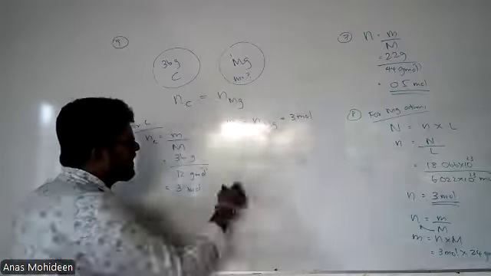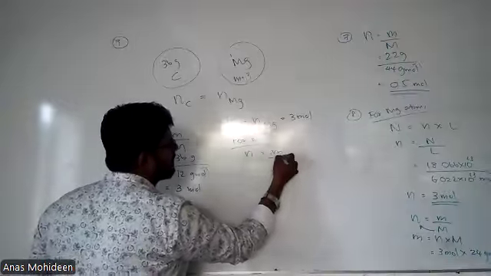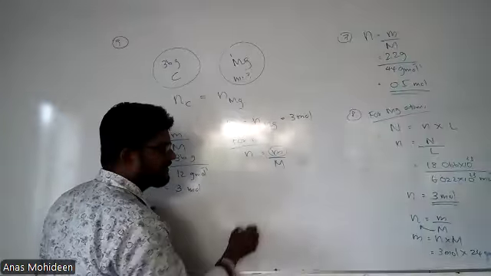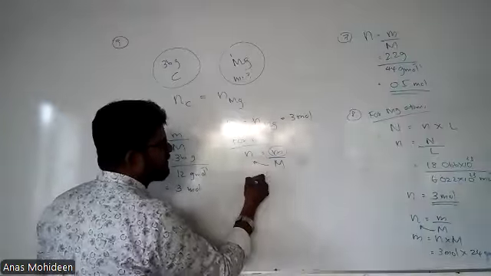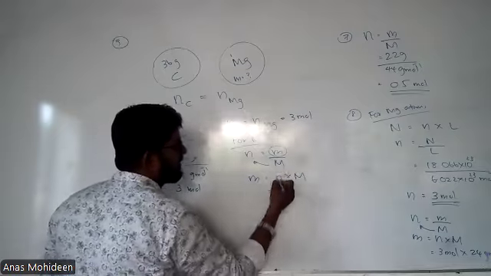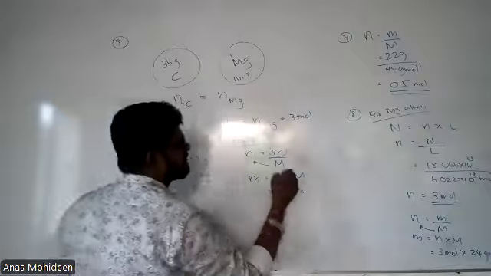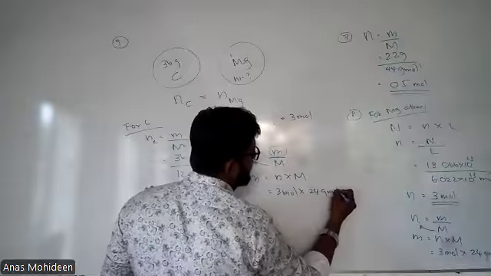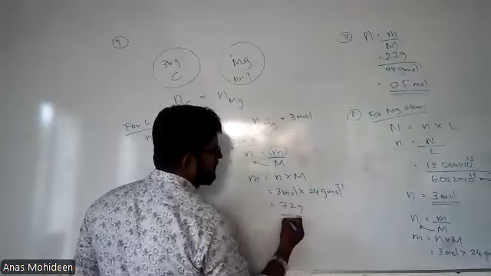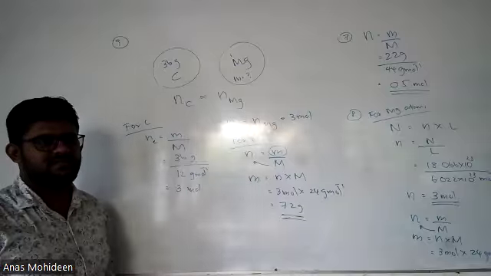So now what do I do? For magnesium, I apply moles equal to given mass over molar mass. I want to find the mass first, so mass equals moles into molar mass. How many moles are there? 3. What is the molar mass of magnesium? 24. You can get it from the table. 3 into 24 is 72 grams. So how many grams of magnesium are there? 72 grams. Is that clear?